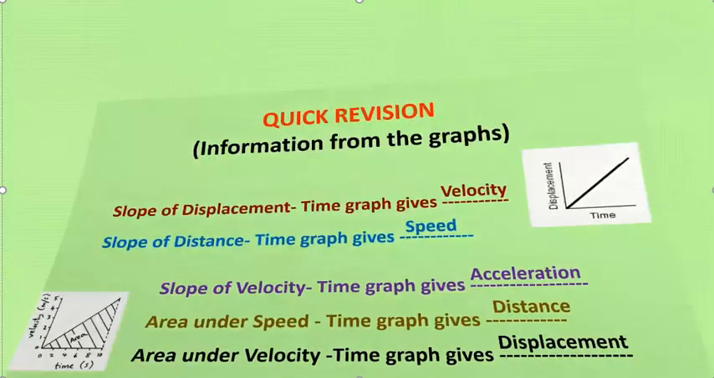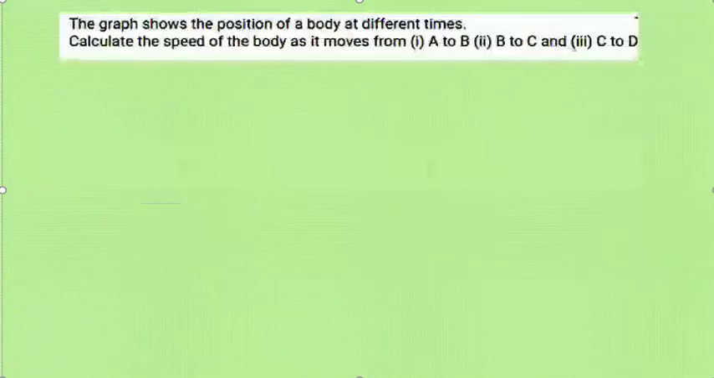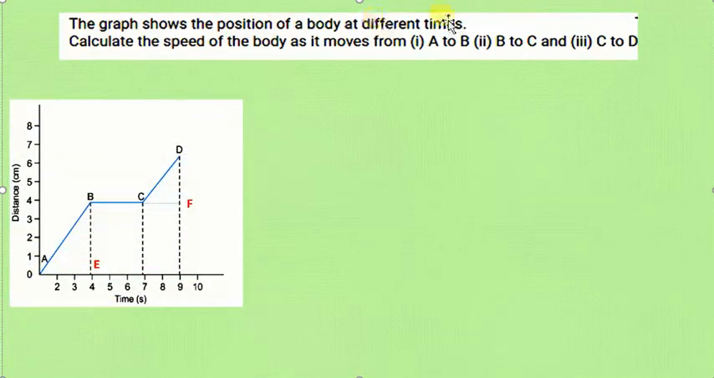Moving to first question. The graph shows position of a body at different times. Calculate speed of the body as it moves from A to B, B to C, and then C to D. Students, as we have just revised, slope of distance time graph will give us speed. That means in order to calculate speed, we will calculate the slope. And remember the formula to calculate slope? It will be perpendicular upon base.